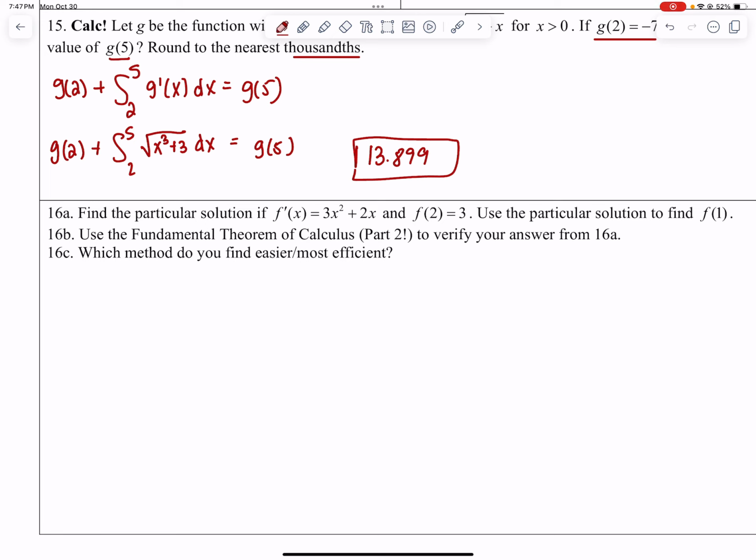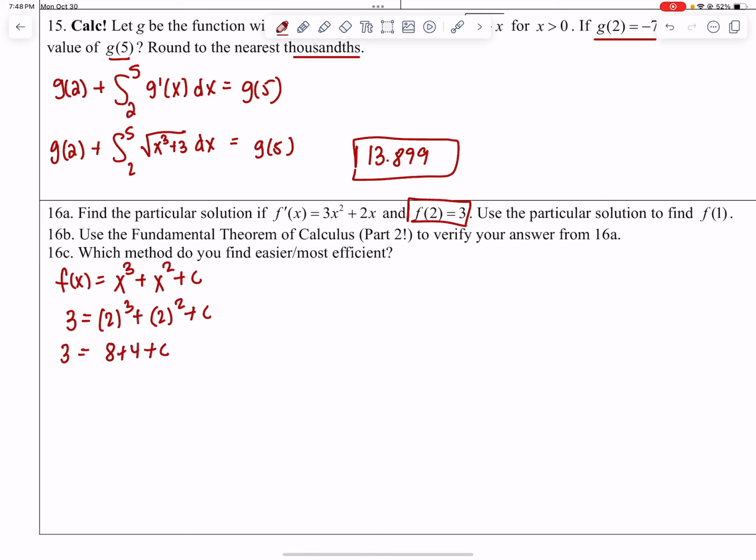And honestly, I think this is going to be the easiest method in terms of the work, maybe. So here we have f prime of x, so that means f of x is going to be x cubed plus x squared plus c. We're given that f of 2 is equal to 3, so I'm going to substitute in 2 for x and 3 for f of x. So 3 is equal to 8 plus 4 plus c. 3 is equal to 12 plus c. Then c is equal to -9.